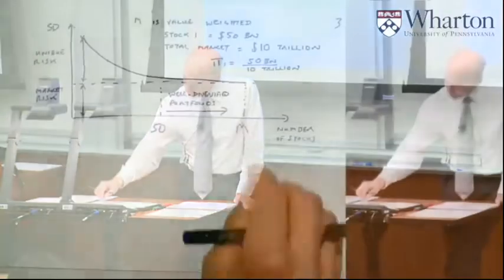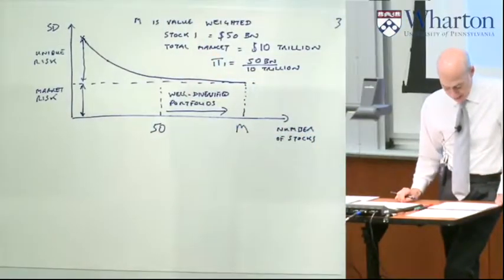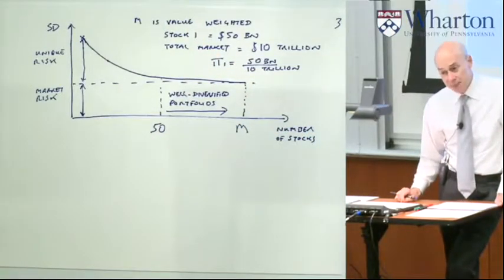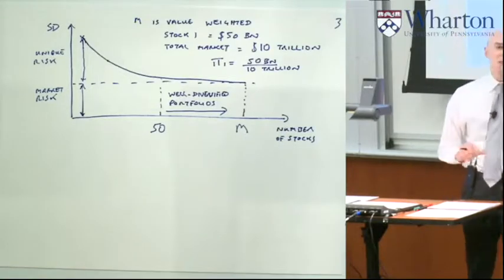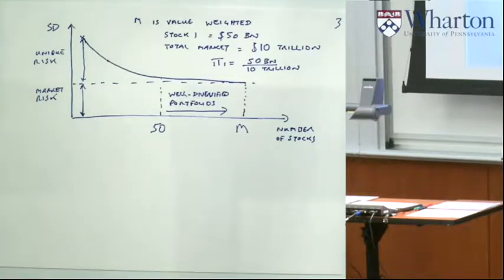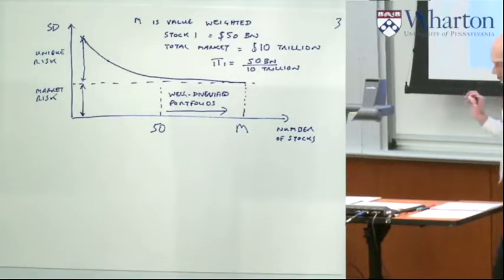Now, this M is an important portfolio because what we've done there is diversify away as much risk as possible because we've got all the stocks in there.